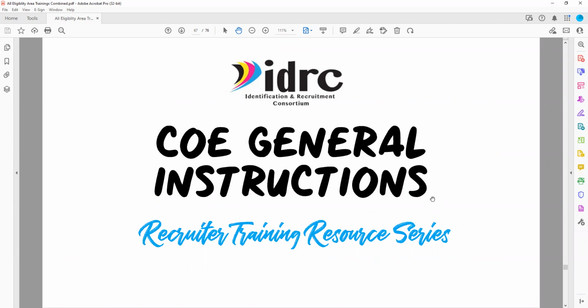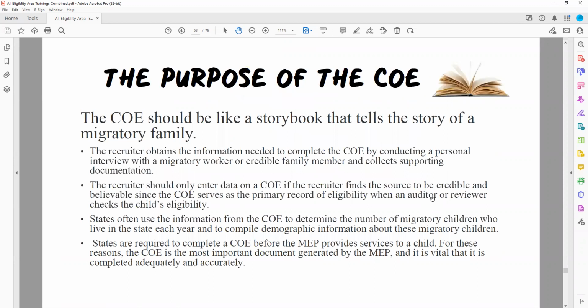So the very last section, once we figure out all of this eligibility, we're going to fill out a COE, whether it's an electronic version or a paper version. The COE should tell a story of that migratory family. So you're going to conduct this interview directly with the family. You're going to get that information. You're going to put the information on the COE that really tells the story of the family of how they're eligible.